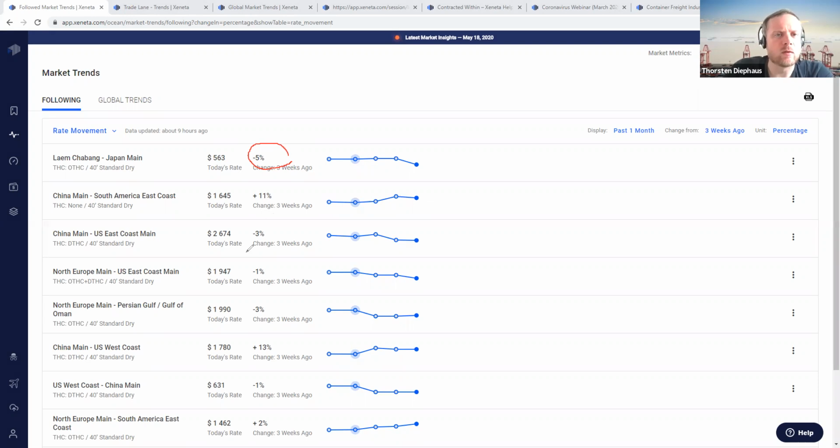And China main, US East Coast main slightly down. Same North Europe main, US East Coast main. And China main, US West Coast, which we have discussed earlier as well, is still up by 13%.